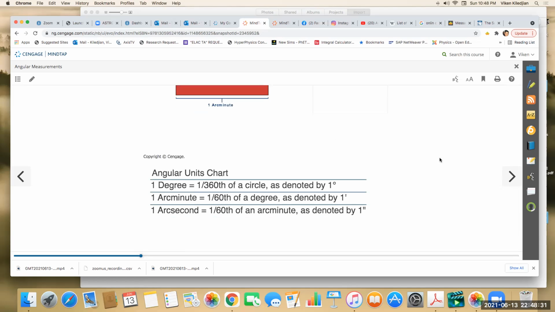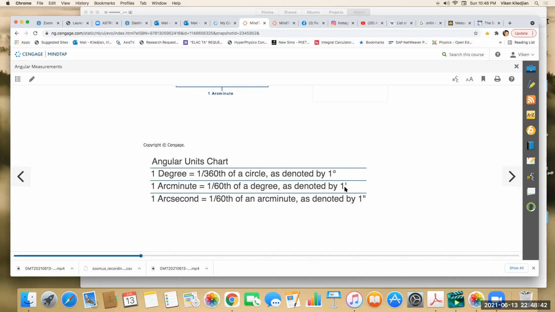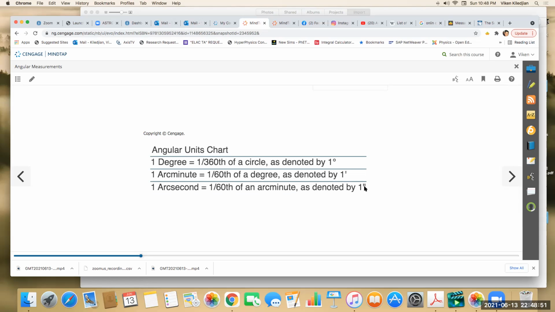So now it says here, angular unit chart: 1 degree is 1/360th of a circle, as denoted by the degree symbol. 1 arc minute is 1/60th of a degree, as denoted by 1 slash. And the way to write an arc minute is like this, the 1 slash. And then 1 arc second is 1/60th of an arc minute, written with 2 slashes like this. So it's kind of how we write minutes and seconds. If something took 2 minutes, you could write it like this, 2 with a slash. And if it's 2 seconds, you could write 2 seconds like that. So it's very similar to how we count time.